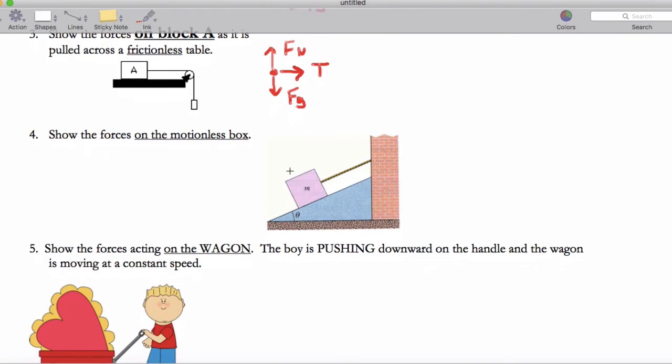Then number 4, just to be clear, the normal force on this block goes perpendicular to the surface. It should actually form a right angle. So that's the force from the inclined plane. We have the weight of the block going down, and then we have a rope force going up the inclined plane like this. And we've got to be really clear, these need to be at right angles if you draw these, and this needs to be perpendicular to the line of the surface. Those are all really important things.